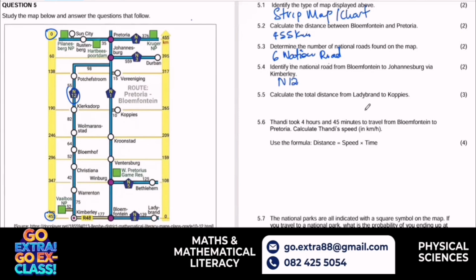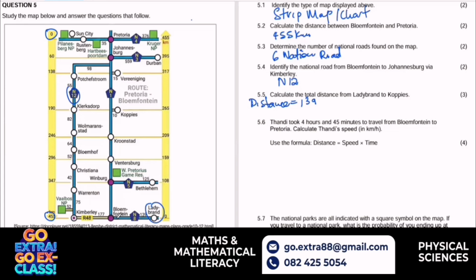Now calculate the total distance from Ladybrand to Kopies. So let's look at Ladybrand. Where is Ladybrand? Ladybrand is here at the bottom of this map. So when we go from Ladybrand, you must go via Bloemfontein. That is another distance that is horizontal. So the distance from here using the N8, how many kilometers are you going to travel? Here's the distance here, about 139. That is the first distance that you're going to travel, number 1. So the distance is 139 kilometers from there to Bloemfontein.